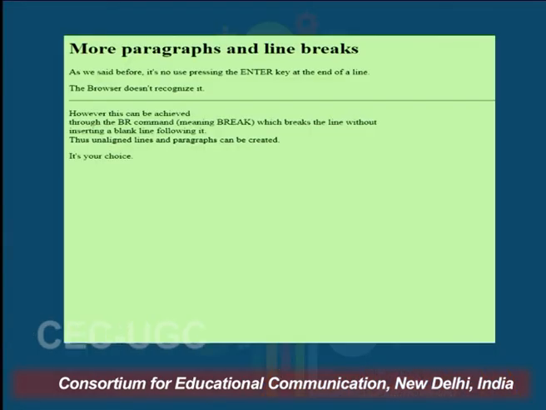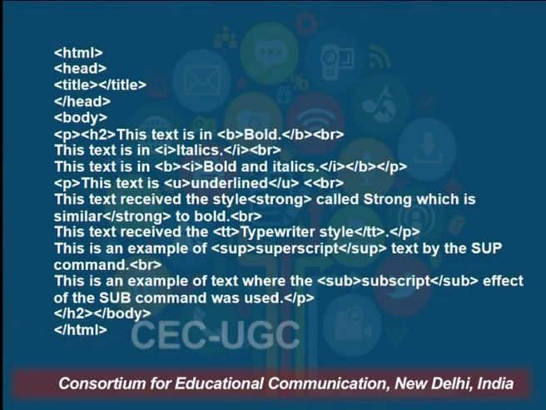You can see this is the output of the p tag and the BR tag. When you are using the BR, it simply goes to the next line, but when you are using the p tag, it goes to the next line and there is one line gap left in between. So this is the difference between the paragraph tag and the line break tag.